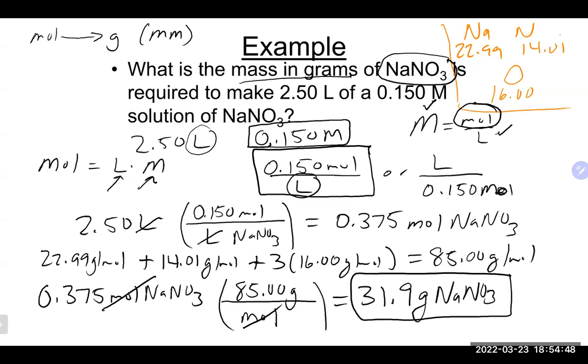So what does this really mean? If you wanted to make the solution yourself, if you were in lab and you decided you wanted to make this solution, you would grab the bottle of sodium nitrate, you would go to the balance, you would measure out about 31.9 grams of it. You would take some deionized water and dump the 31.9 grams in it and basically get it to dissolve and use enough deionized water until your final volume is 2.5 liters. And at that point, you would have a solution that has a molarity of 0.15 molar. Any questions on any parts of that there?